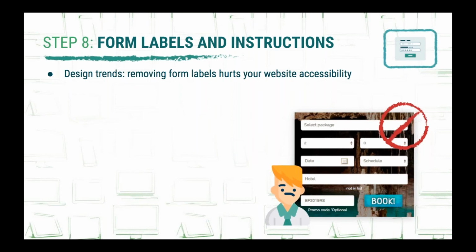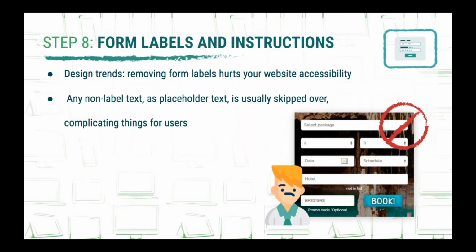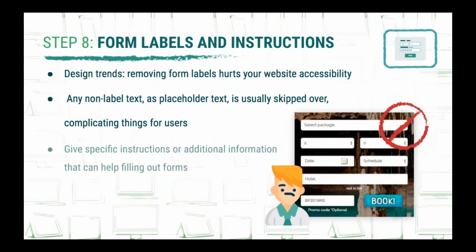So as you've learned today, people who use screen readers usually navigate through a form using the tab key to jump throughout the form controls. Any non-label text as placeholder text is usually skipped over, complicating things for our users. So why don't you keep your form labels, rephrase your placeholder text to help users fill out each field better, and add sublabel information that might be necessary for users to understand what you're asking them to fill out. These simple steps will guarantee accessibility for all users on this important component of your website.